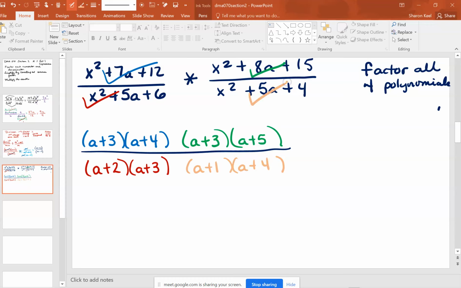And mark that off. So if you see how I had to do this in somewhat of an organized way, I had to factor numerator, denominator, numerator, denominator. The rules, all the stuff that we did in DMA60 that you found to be so much fun.